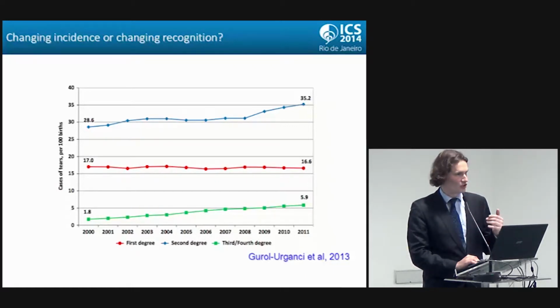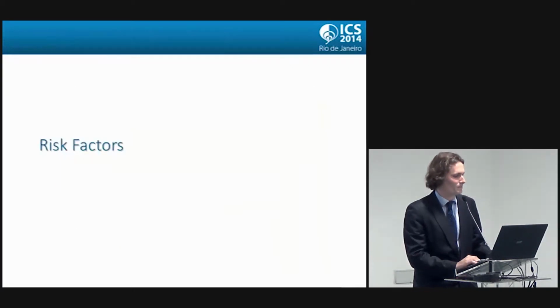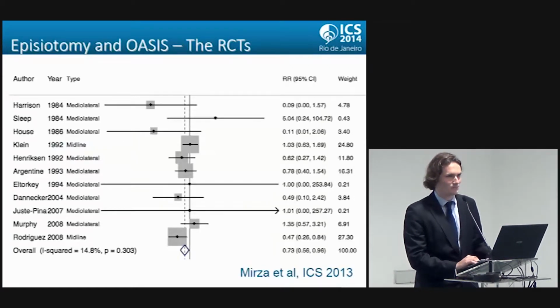So if we believed it was just overdiagnosis, that people were taking second-degree tears and making them into third-degree tears, then you'd see a drop in the second-degree tears, but that's not the case. All the tears are increasing, both second and third degree, which makes it seem like the incidence probably really is increasing. So on to the risk factors.